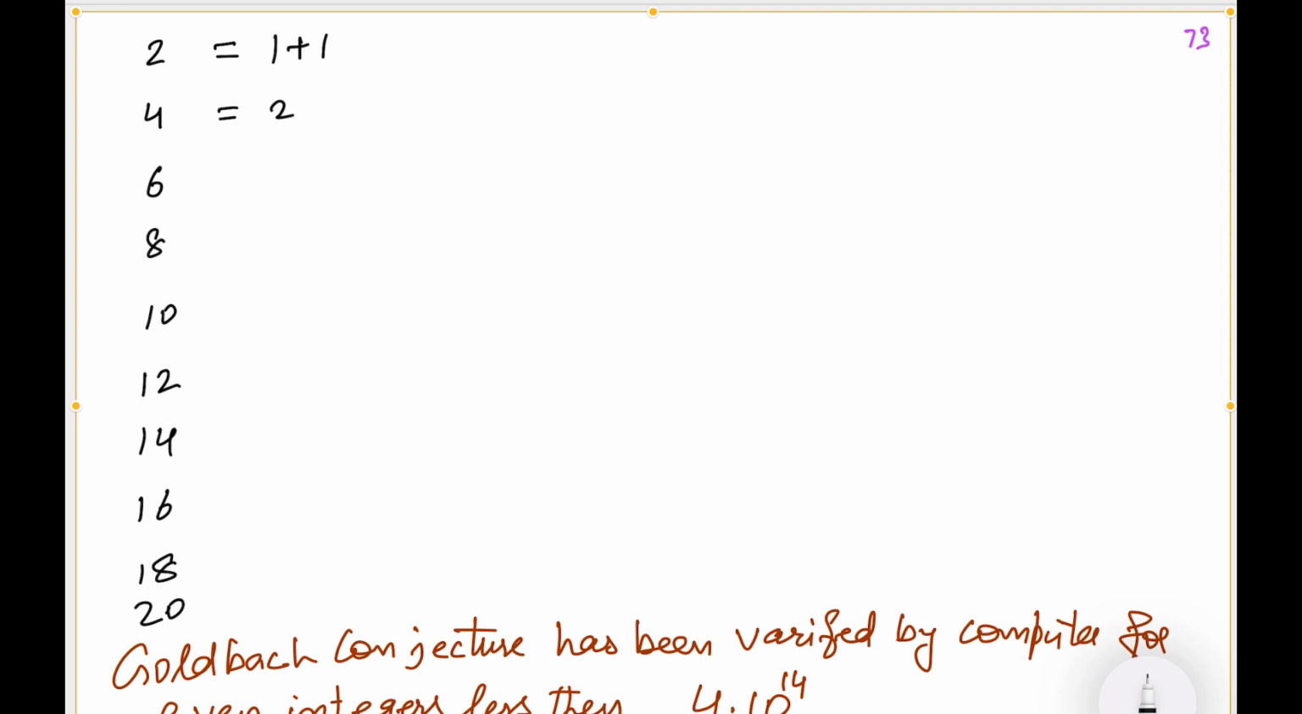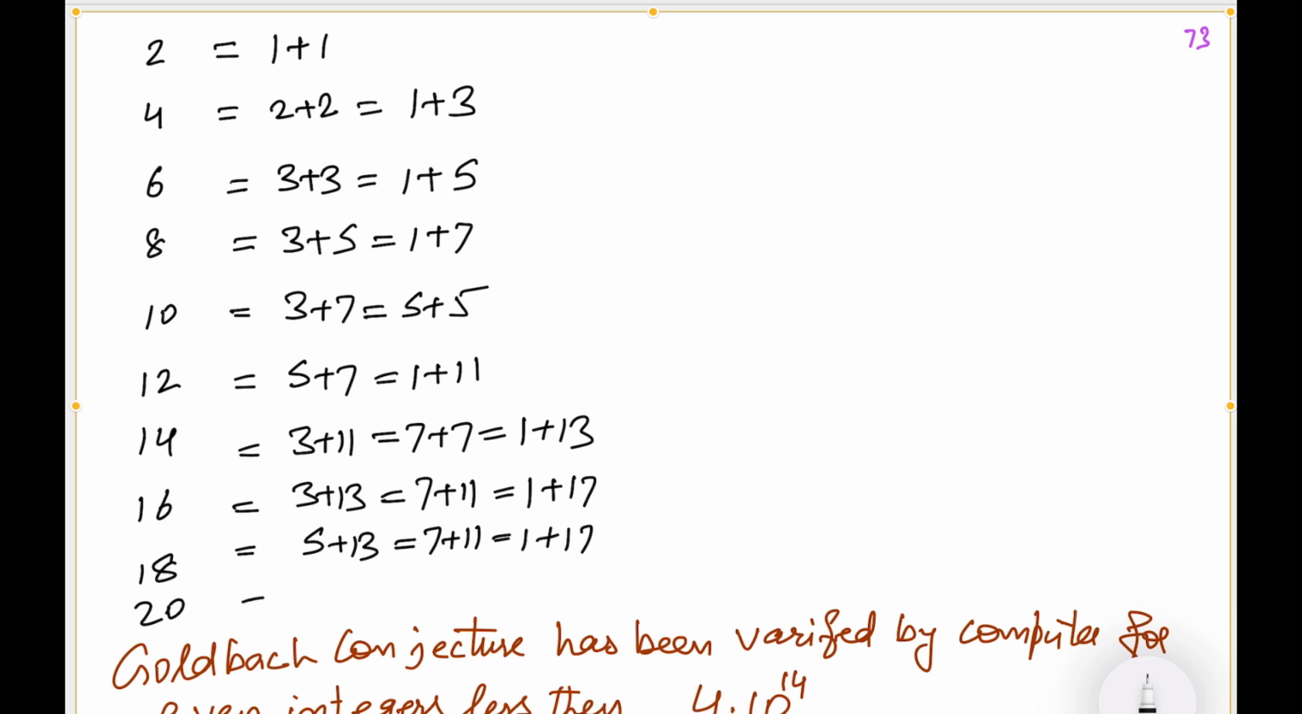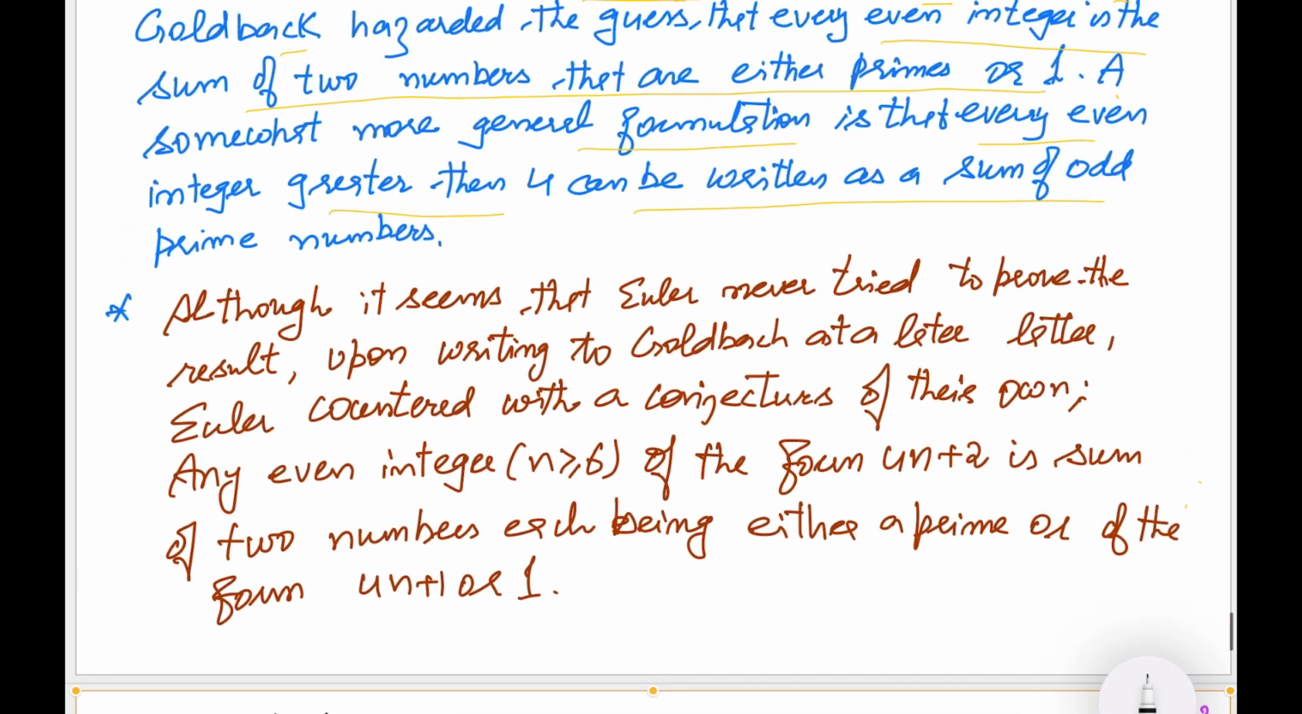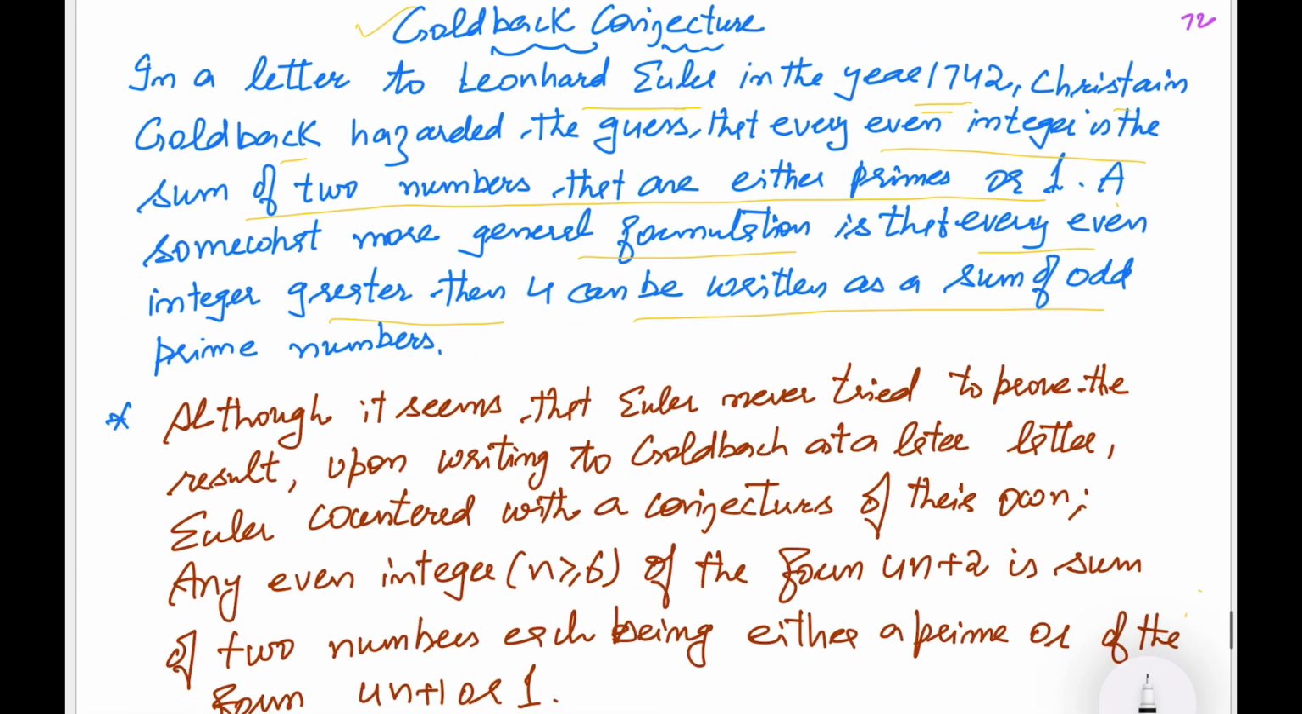4 is 2 plus 2 as well as 1 plus 3. And 6 as either primes or 1 and a prime. And 20 as 3 plus 17, 7 plus 13, 1 plus 19. So there are so many examples which can verify the Goldbach conjecture, which says that every even integer is the sum of two numbers that are either prime or 1.